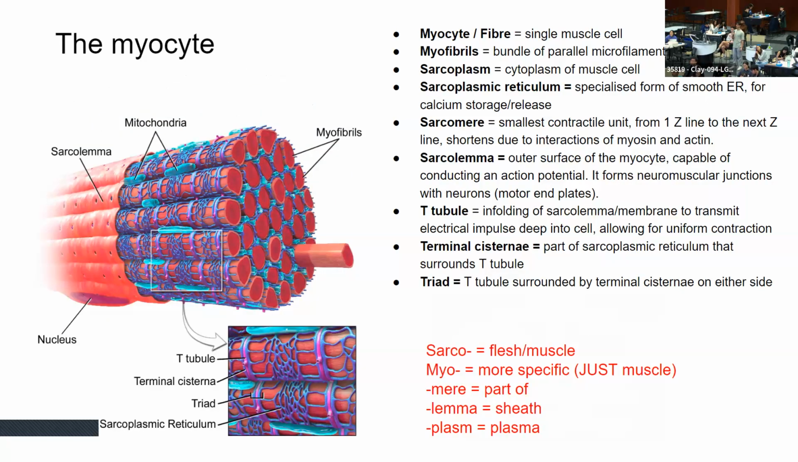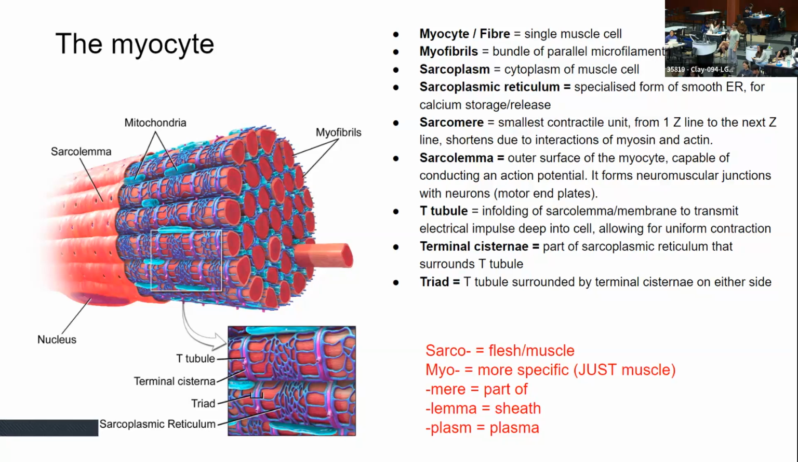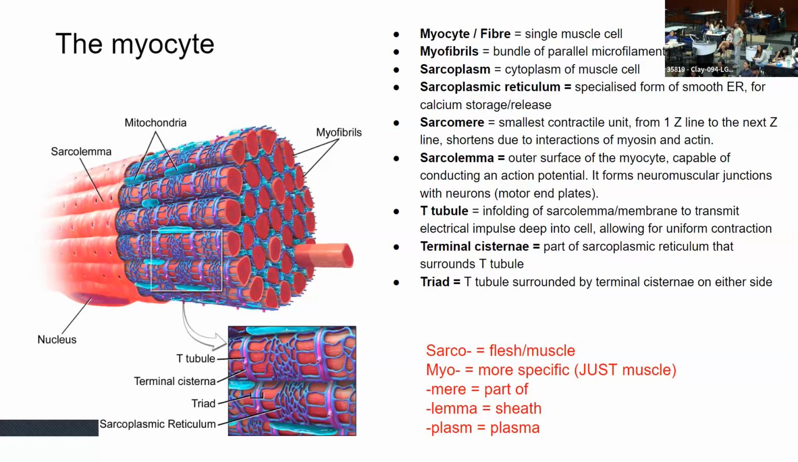And the myocyte just refers to a single muscle cell, basically. You guys might have also seen muscle fiber, which means the same thing. There's a bunch of definitions here. So myofibrils are a bunch of parallel microfilaments of actin and myosin together. The sarcoplasm, fancy word for cytoplasm of the muscle cell, no difference there. The sarcoplasmic reticulum is basically the smooth ER in the muscle, and its major function is calcium release and storage, which we'll get to very shortly.